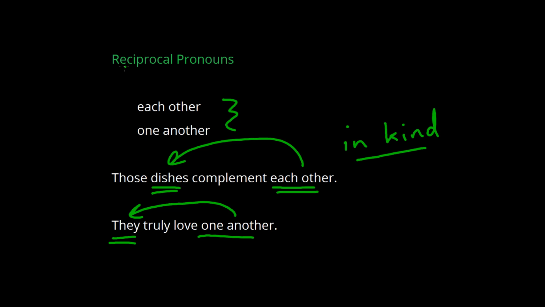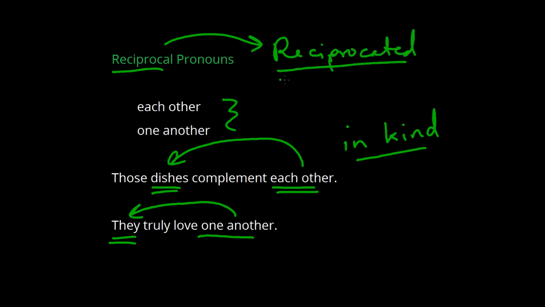And we can also think of this word reciprocal as something that's reciprocated. So reciprocated, the verb, means that something is returned. An action has a corresponding action to it, something like that. And so we can see how in the first instance, those dishes, multiple dishes here, they complement each other. Each other refers to the dishes working together or having an effect on each other. And in the second instance, one another refers back to they. And again, there's that kind of reciprocal action.